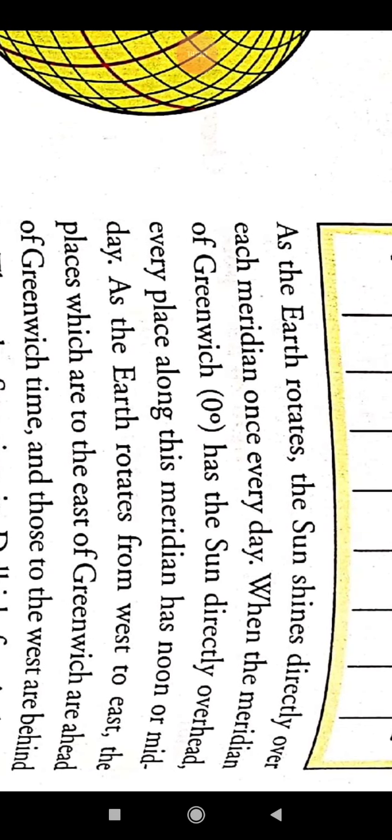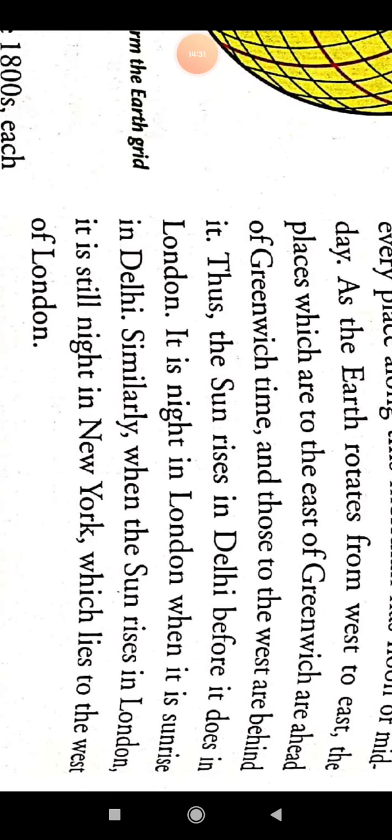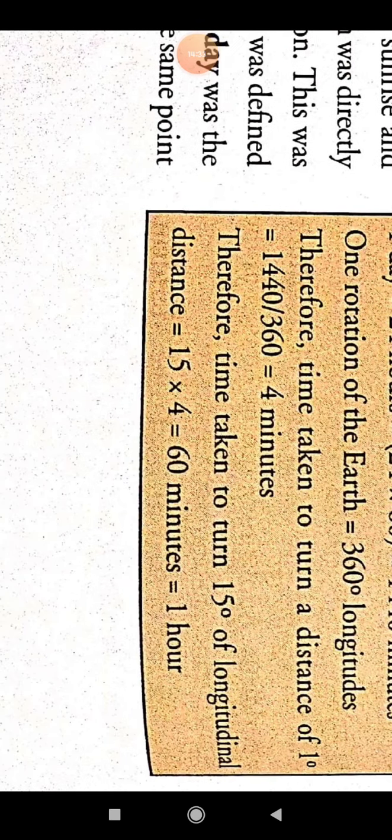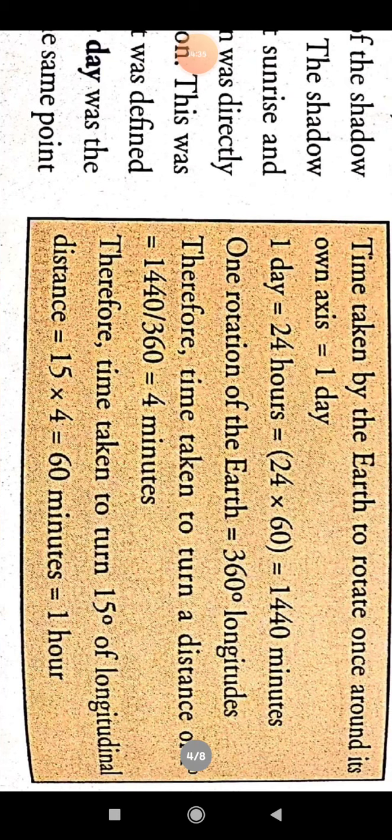As the earth rotates, the sun shines directly over each meridian once every day. When the meridian of Greenwich has the sun directly overhead. And here is how to calculate the time.